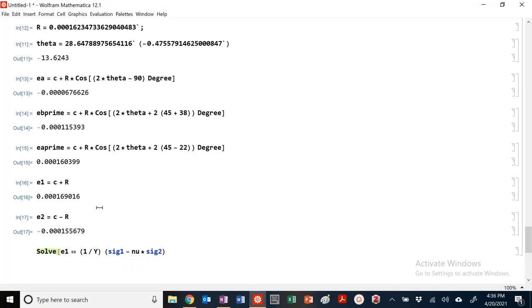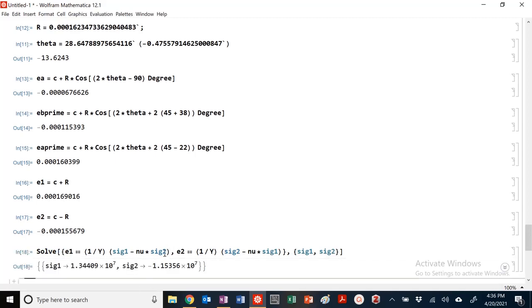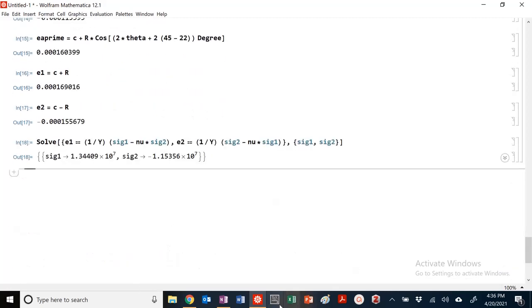And then I'm going to solve this system of equations. E2 is equal to 1 divided by Y times sig2 minus nu times sig1. And here we go. Let's solve for sig1, sig2. Boom, we've got that right there. So we're good to go.